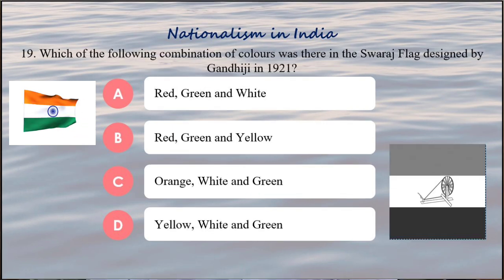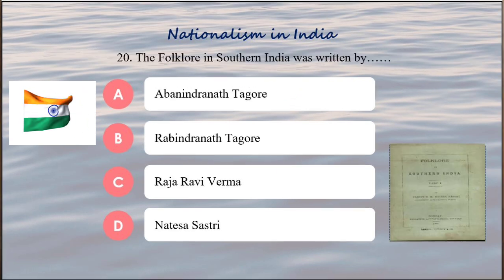Which of the following combination of colors was there in the Swaraj flag designed by Gandhiji in 1921? Red, green and white, so option A is correct. The folklore of southern India was written by Natesa Sastri, so option D is correct.